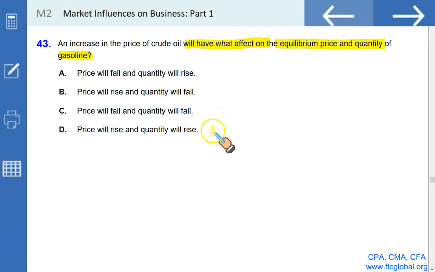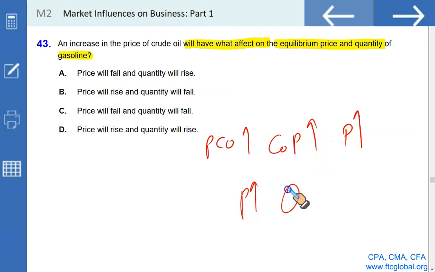Since crude oil is the major input, the increase in price of crude oil would cause the cost of production to go up. That will eventually raise the price of this item. So the price of the item would go up, and since the price is going up, the quantity demanded of gasoline will fall. So the combination that I'm looking for is B. Price will rise, yes, and the quantity demanded for gasoline will fall. That makes B the correct option.